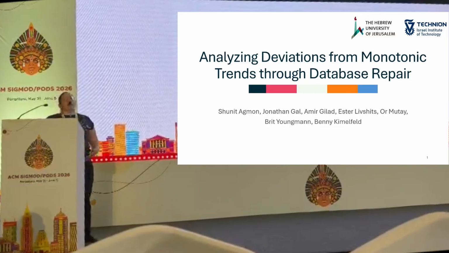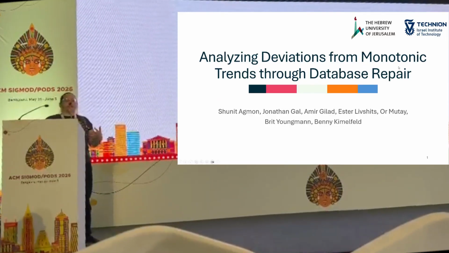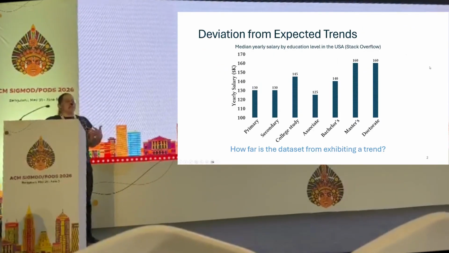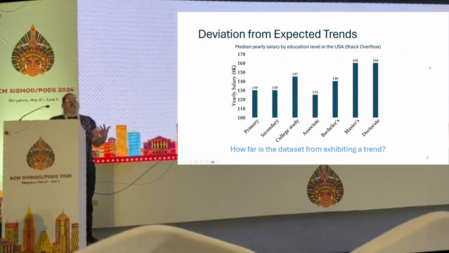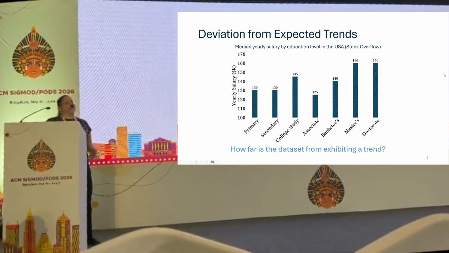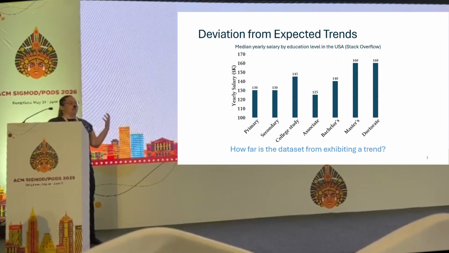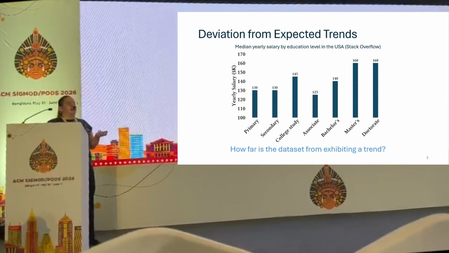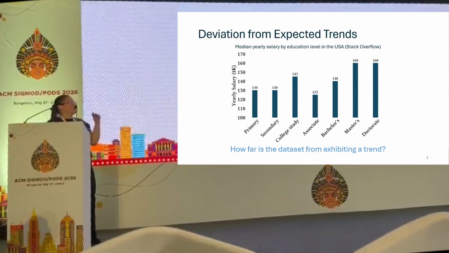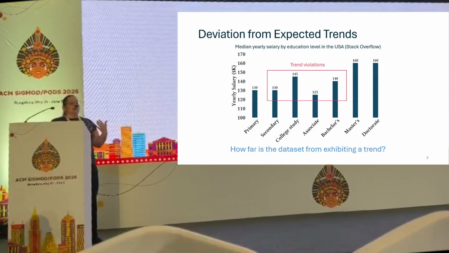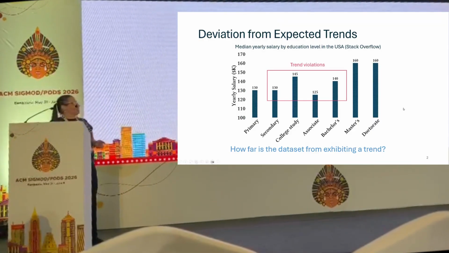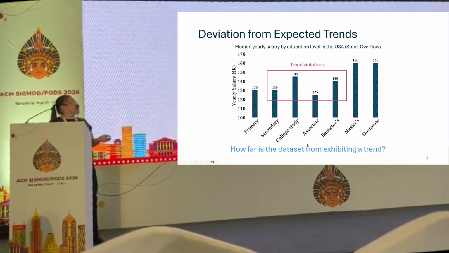So, when we think about education and career growth, it's natural to assume that as a person gains higher education, their salary should grow. But according to the Stakeholder Growth Survey of 2022, this isn't always the case. If we look at the median salaries in the US, we see that it doesn't show a perfect trend over education level. There are some deviations.